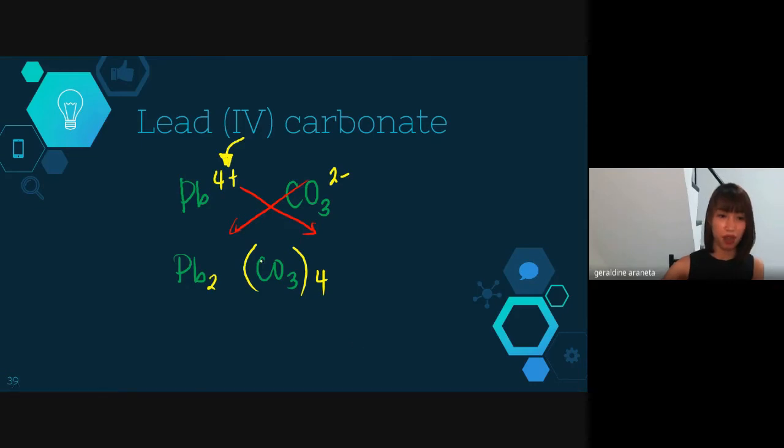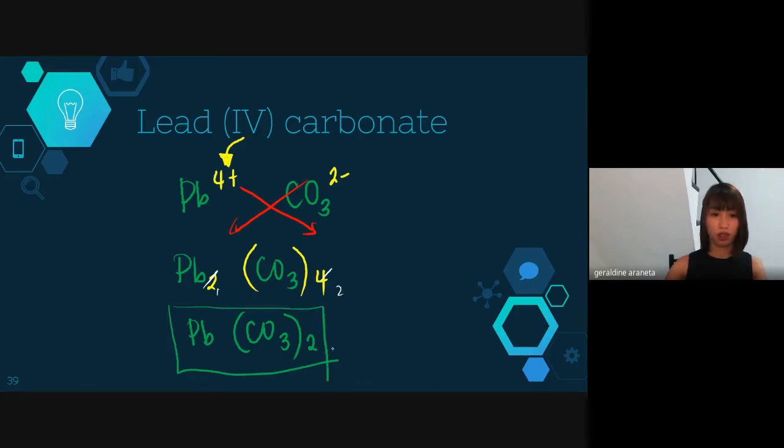So again, you reduce it to lowest terms. This will be 1, this will be 2. So we write this as Pb parenthesis CO3 2. This is lead 4 carbonate. Lead 4 carbonate. Okay, nagets?